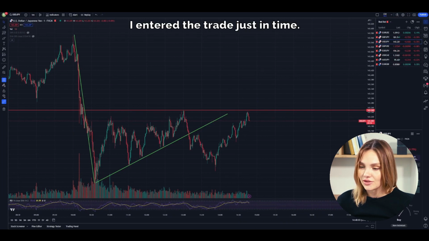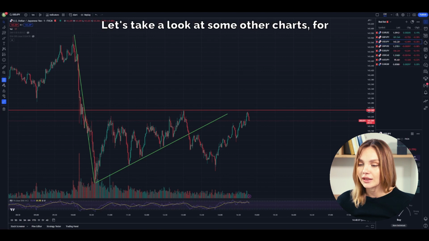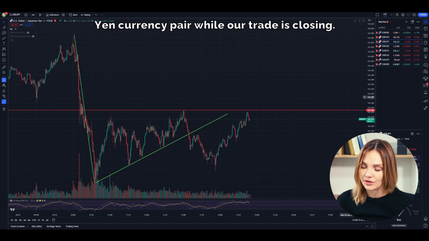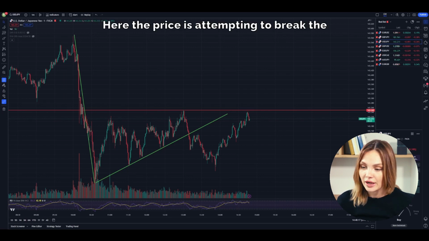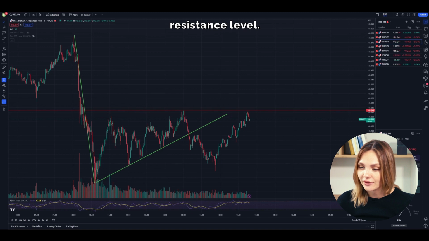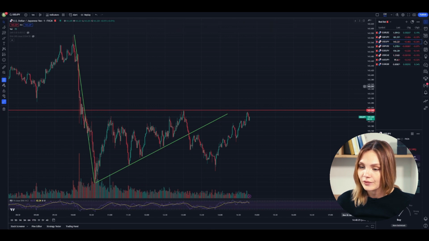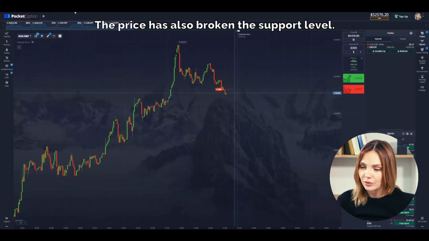I entered the trade just in time. Let's take a look at some other charts. For example, the situation on the USD and Japanese yen currency pair while our trade is closing. Here the price is attempting to break the resistance level. Oh, here's another notification regarding the USD and Canadian dollar pair. The price has also broken the support level.